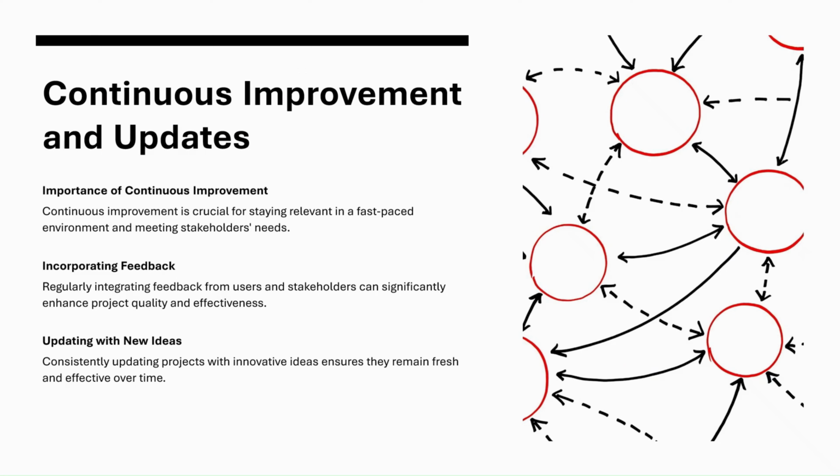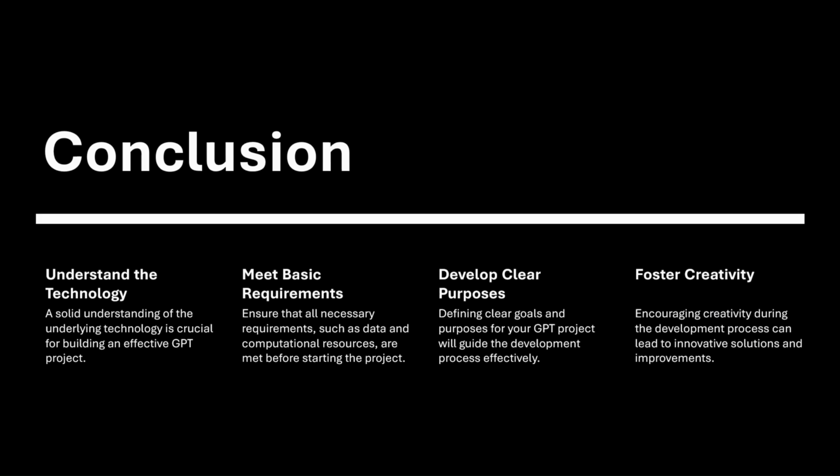To keep your project useful and up to date, you need to keep improving it. Adding new ideas and using feedback will make it better over time. To build a GPT project, you need to understand how it works, have the right tools, set a clear goal, and use your creativity. By following these steps, you can create and improve your own GPT project successfully.